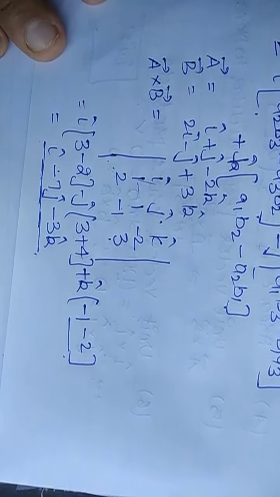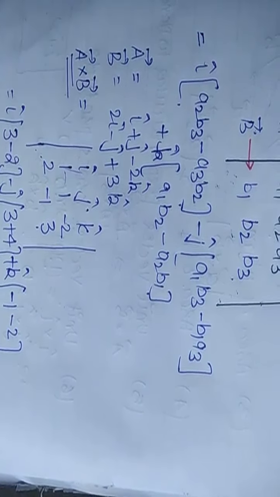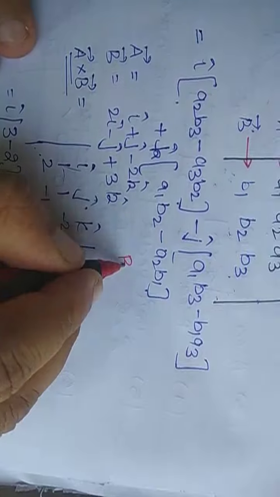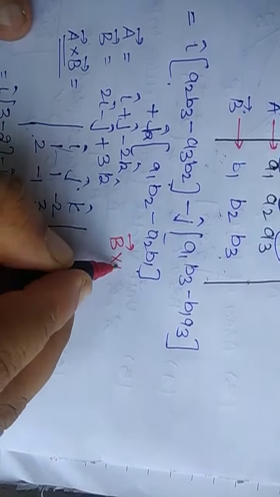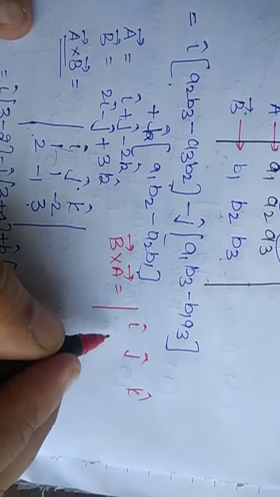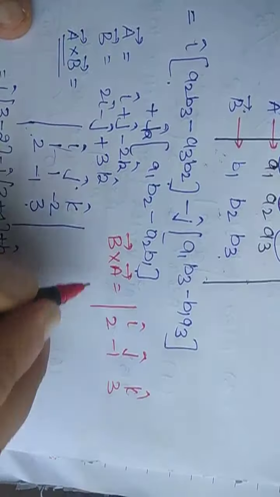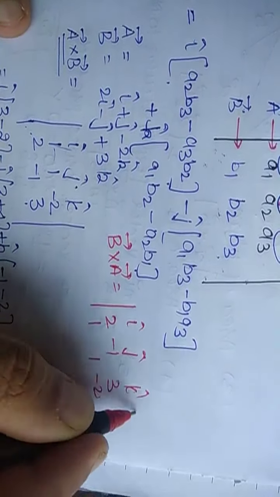This is the answer. So similarly, this was a cross b. If a student asks, sir, I want to calculate b vector cross a vector, no problem. What he will do, he will write i cap, j cap, k cap. Now first we will write b vector 2 minus 1 3, and then we'll write 1 1 minus 2.